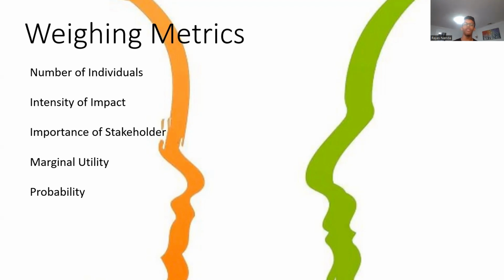And quite often, this is going to be the trade off between the number of individuals and the intensity of impact. Proposition is going to be on one side, opposition is going to be on the other side, and you're going to have to try weighing up these two metrics.